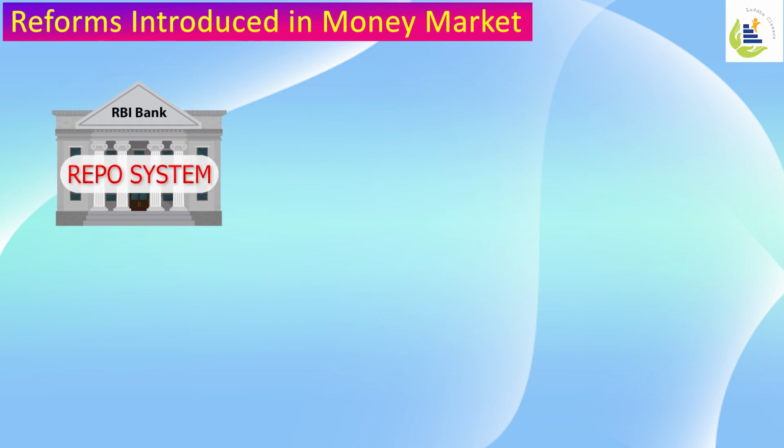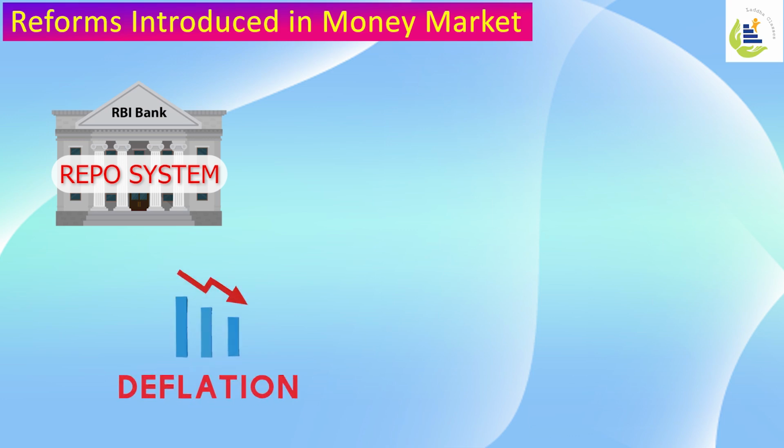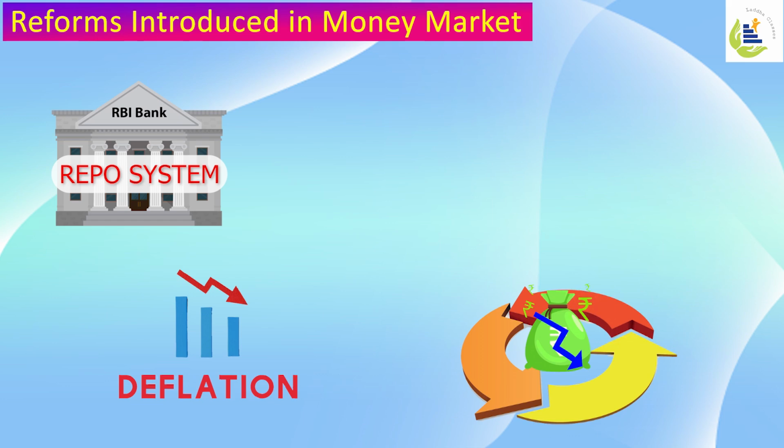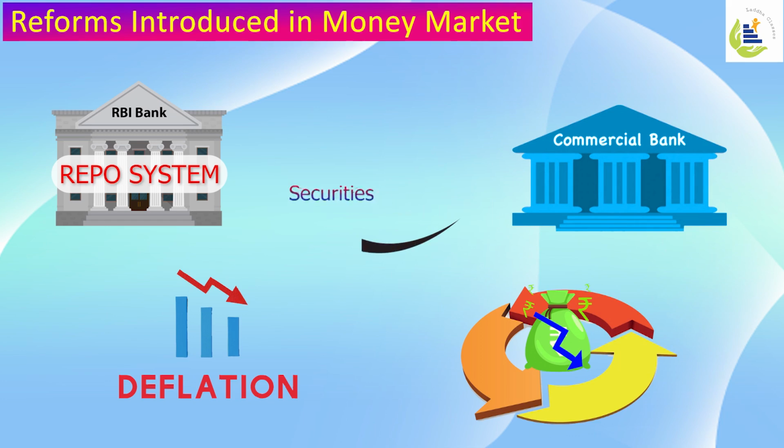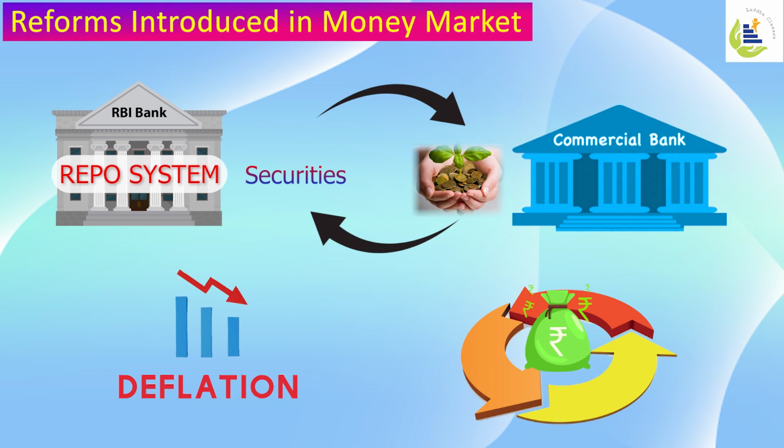RBI uses the repo system. Now, RBI repos are basically used at the time of deflation. So during deflation, there is less money circulating in the system. At that particular point of time, what RBI does is purchase securities from commercial banks and give funds to commercial banks. As commercial banks receive funds, more money is circulated in the system, and automatically the situation of deflation is handled. So RBI repo is a typical situation where RBI tries to handle the liquidity issue at the time of deflation.